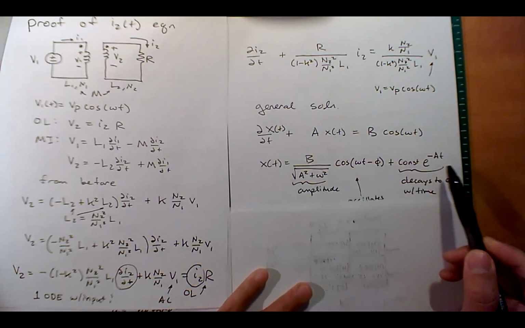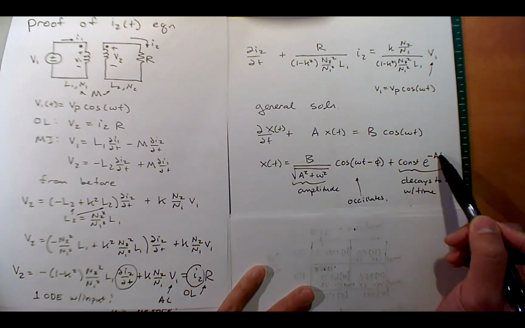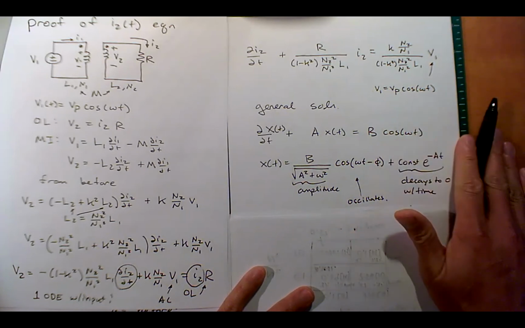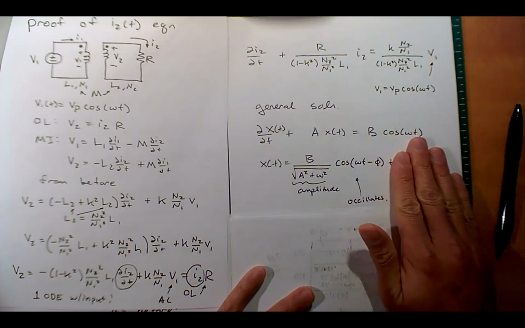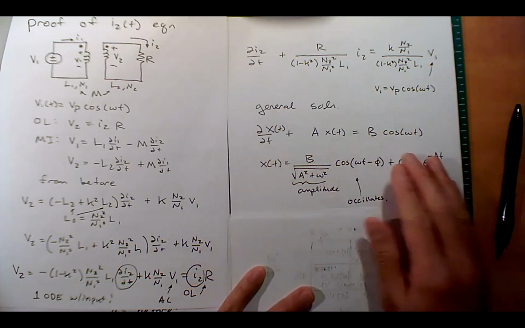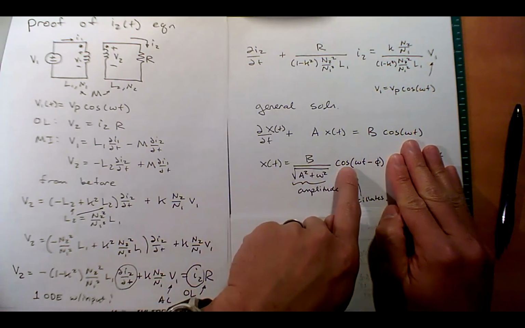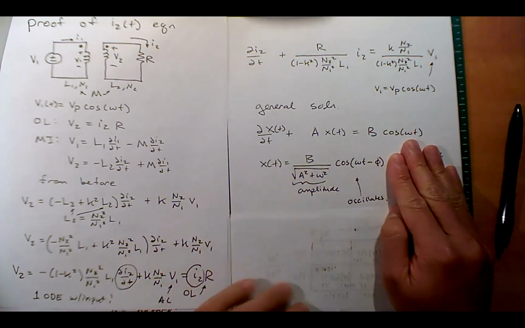Now let's look at this closely. You can see that this term, e to the minus at, you know what happens to this. It decays to zero with time. So we're just going to ignore that, because we're going to look at this in an AC steady state. Now look at this. It's an amplitude and we have a cosine. So this thing oscillates, all right?